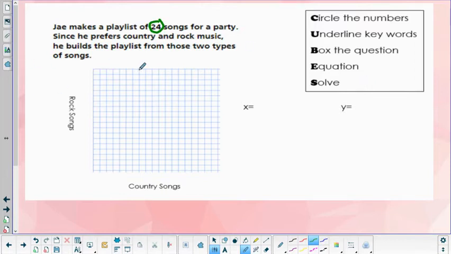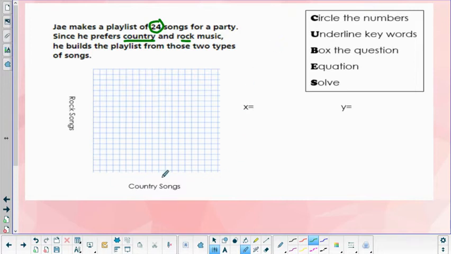Okay, underline keywords. Well, in this word problem, it doesn't tell me any operations, add, subtract, multiply, or divide. But we do know that we have country and we have rock music. Those are our two categories. Okay, box the question. This one happens to not have a question, so we're going to leave that alone. But we do need to come up with an equation and solve.